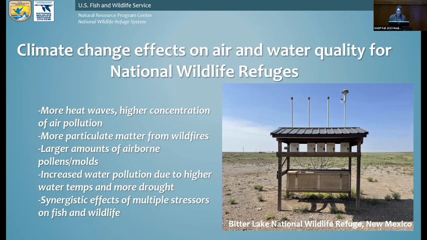And so the ability of fish and wildlife on our refuges to tolerate elevated air and water temperatures and all of these climate change effects that they're already dealing with, we don't know how their ability may be compromised to do that with co-exposure to the increased pollutants. So we really don't know how most species will respond.